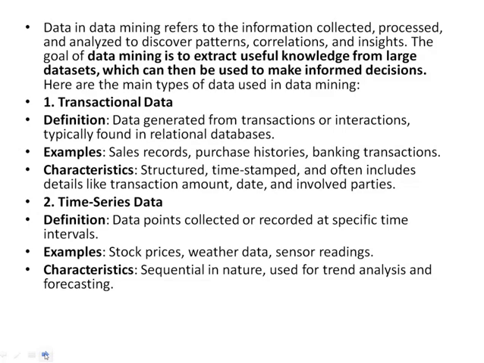One is transactional data. The definition: data generated from transactions and interactions, typically found in relational databases. Examples: sales records, purchase histories, and banking transactions. Its characteristics: it is structured and has timestamps, and often includes details like the transaction amount, the date, and the involved parties.